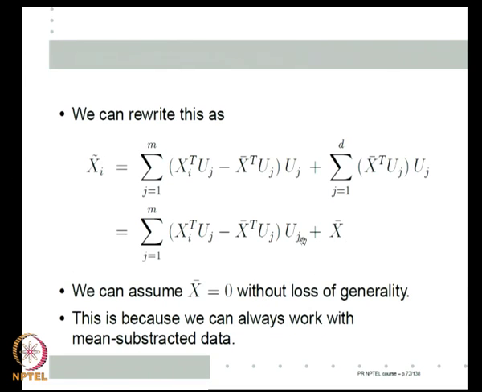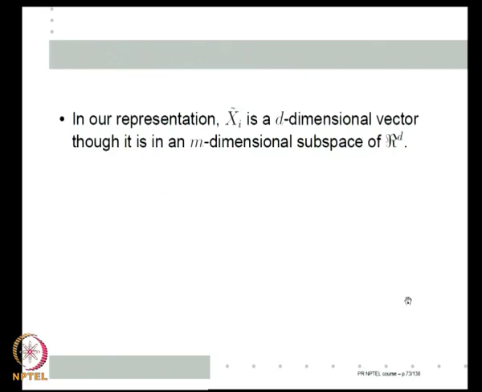Of course, it lives in an m dimensional subspace because this is just a constant. So, this is expanded in terms of only u1 to um. To represent xi tilde you need to give me only m numbers, but it is still written in vector notation as a d-dimensional vector because each of the u's is d-dimensional.